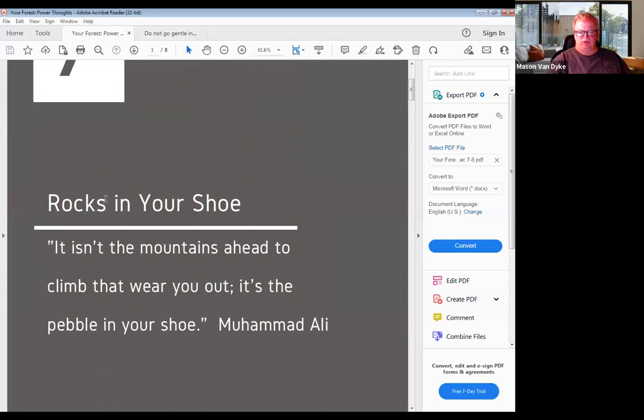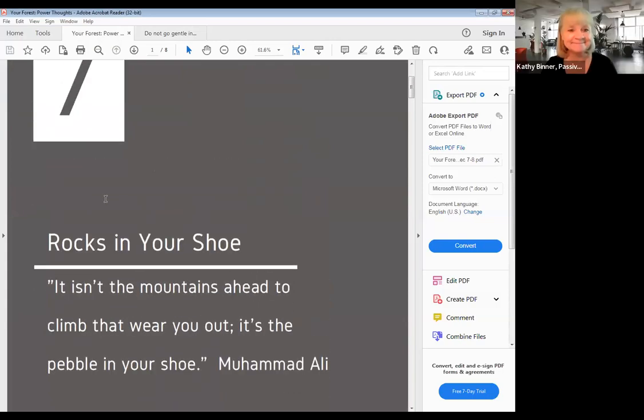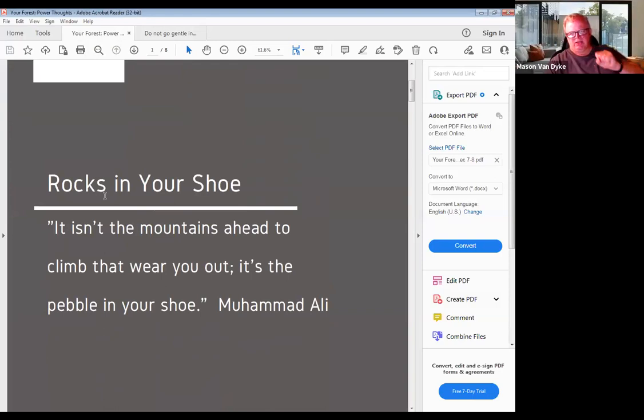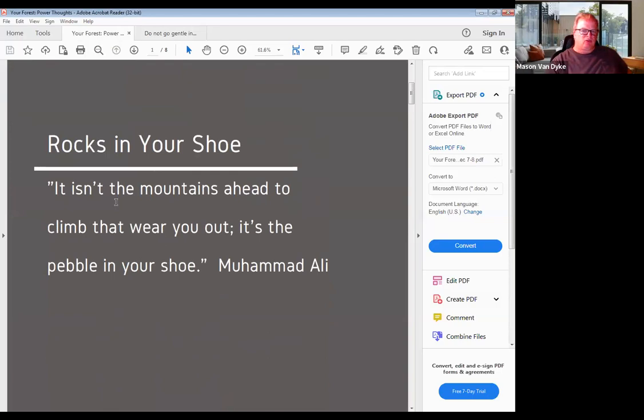Can you guys see where it says rocks in your shoe? There's actually two sections of quotes I'm going to send you. I combined them into Dark Forest. Rocks in your shoe refers to things that are going to stumble you along the way. They're going to cause pain, but keep going forward. I love this quote by Muhammad Ali, because I'm a quotes guy and it tells me I'm not alone in my thinking. It's not the mountain ahead to climb that wears you out. It's a pebble in your shoe.